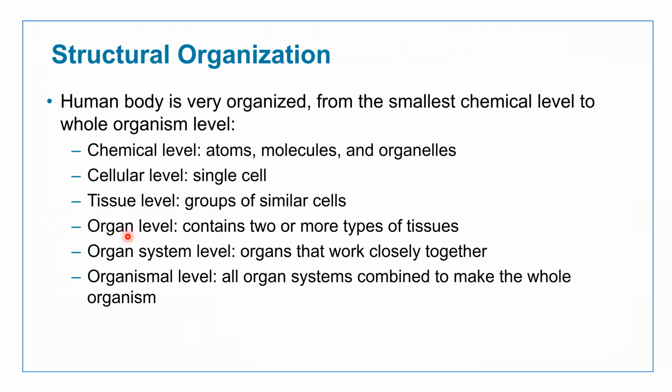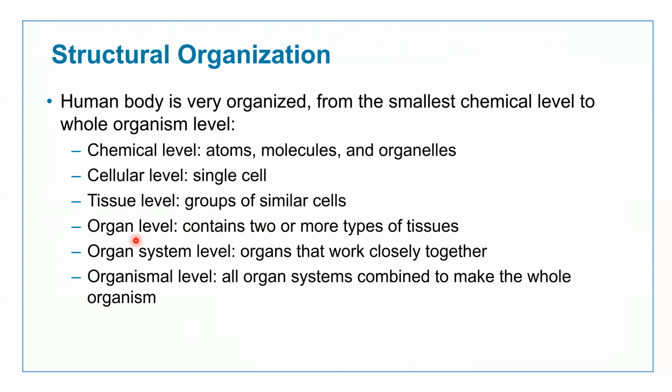We will study your skin, and skin is the cutaneous membrane. And skin is made from more than one tissue type. It's made from epithelial, connective, it has nerve tissue, it has muscle tissue. You will learn about the erector pili muscle in the dermis of your skin. So skin is an organ because it's made from more than one tissue type.